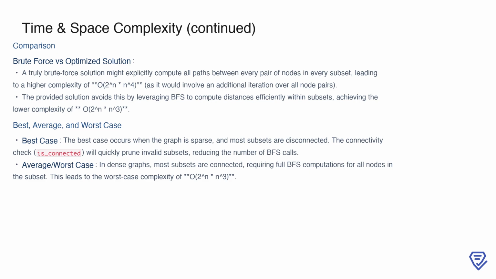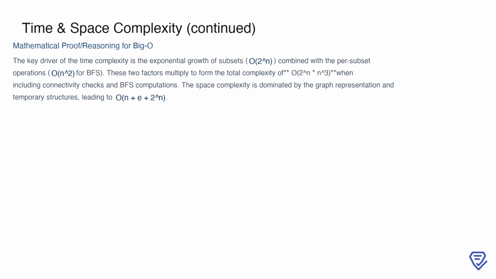We also observe how the graph structure impacts performance. In sparse graphs, many subsets are disconnected, allowing the connectivity check to quickly prune invalid subsets and minimize BFS calls, representing the best-case scenario. On the other hand, with dense graphs, most subsets are connected, requiring full BFS computations for all nodes in the subset, which corresponds to the worst-case complexity of 2 to the power of n asterisk n cubed. To summarize the reasoning behind the big O complexity, the exponential growth of subsets, at 2 to the power of n, is the primary driver of the time complexity.